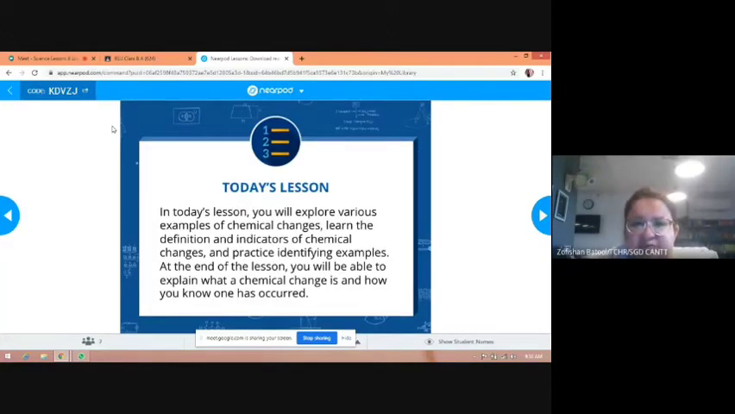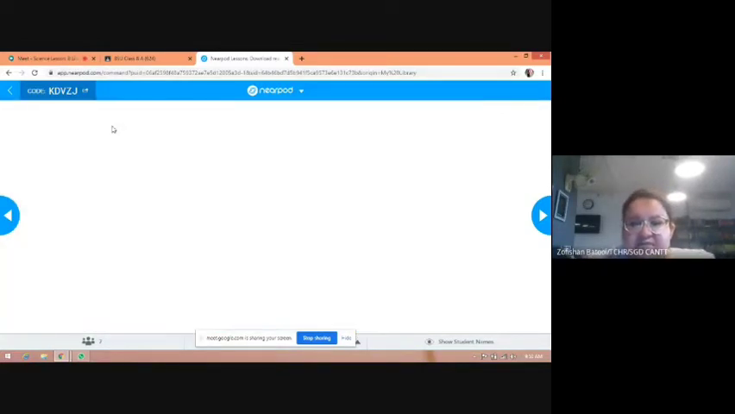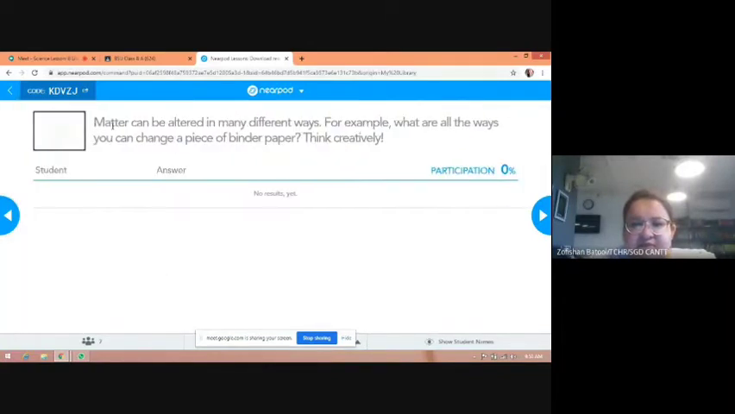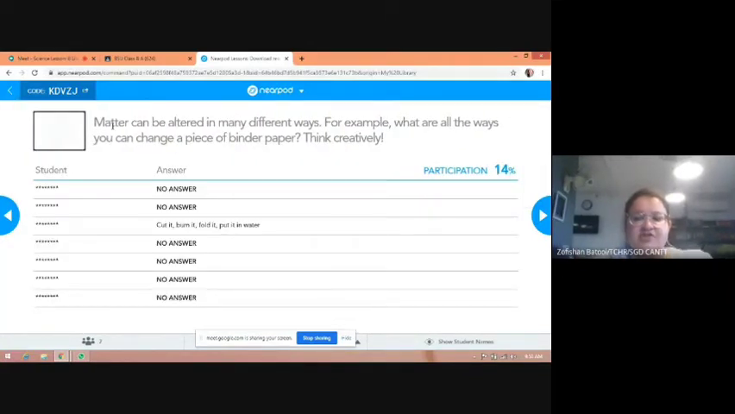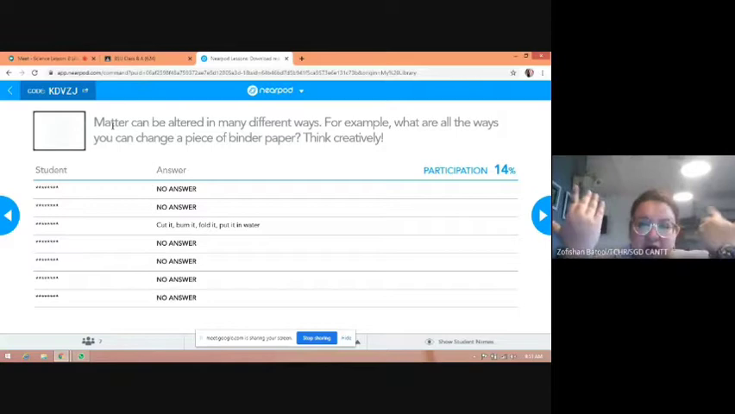In this we will also discuss these five points, what the indicators of chemical change are. Okay, so this is the first question. Matter can be altered in different ways. For example, what are all the ways you can change a piece of binder paper? You have a piece of paper, you have a page. How can you change it? How can you change its shape, its structure?